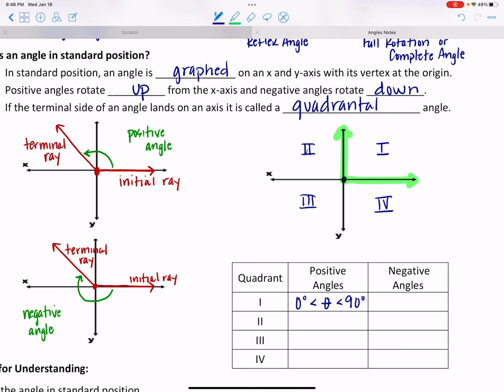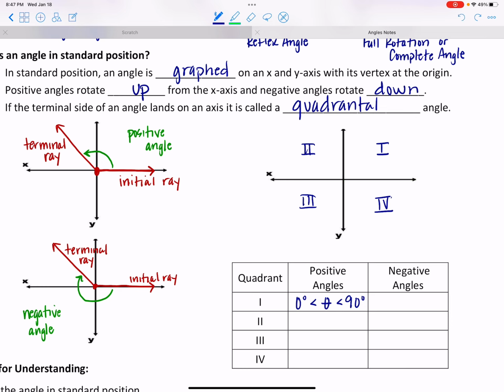So our acute positive angles in standard position have a terminal side that will land in quadrant 1. If we have an initial side, again, on the positive x-axis, but our terminal side lands in quadrant 2, what's going to have to be true about the angle measurements there?